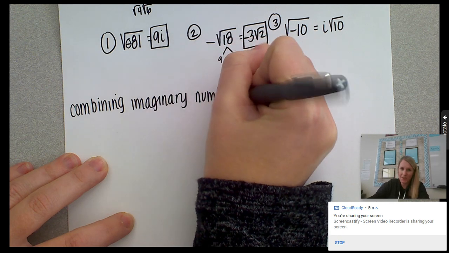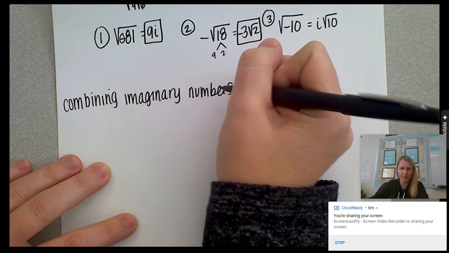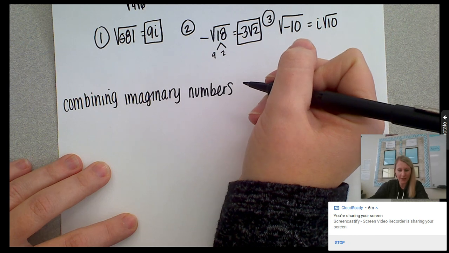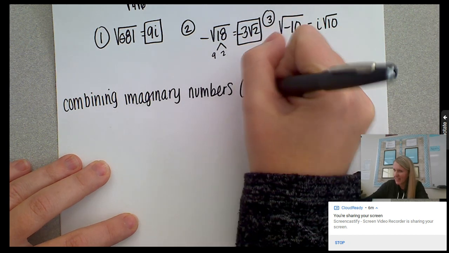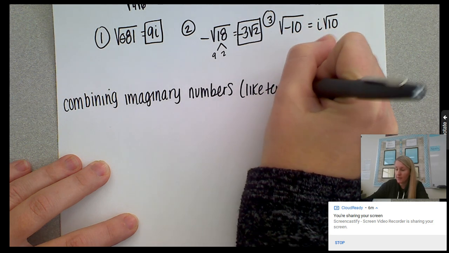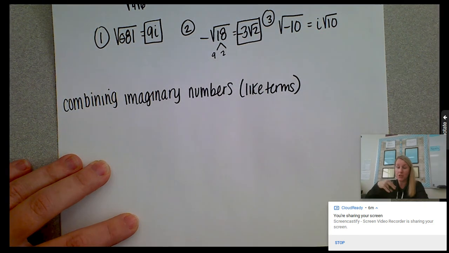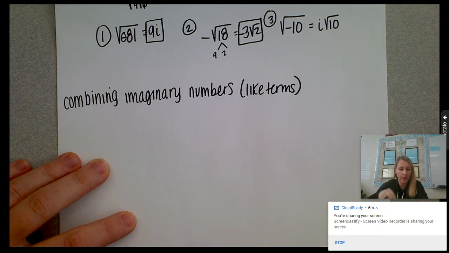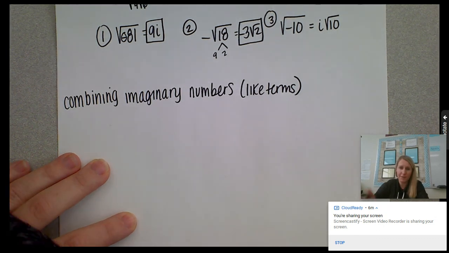And I'm just going to make a quick note to myself: when I'm combining imaginary numbers, I'm really just combining like terms. So if I have an imaginary, I can only combine it with an imaginary. If I have a real part, I can only combine it with a real part. So just like a little addition and subtraction.